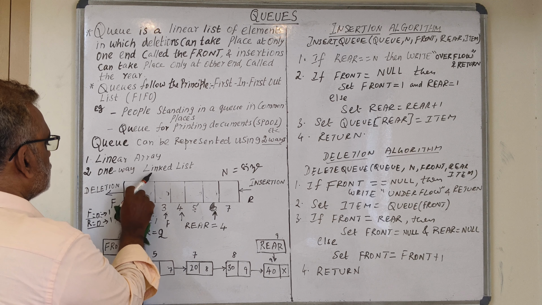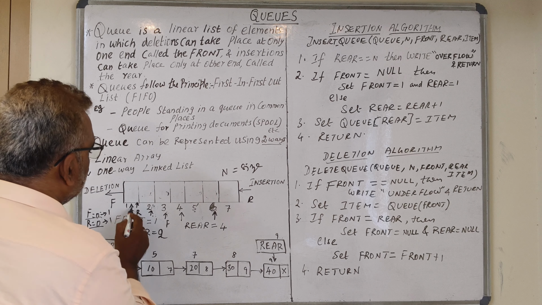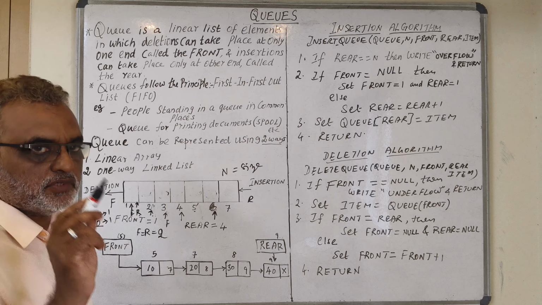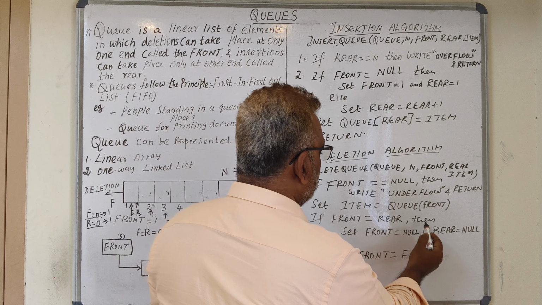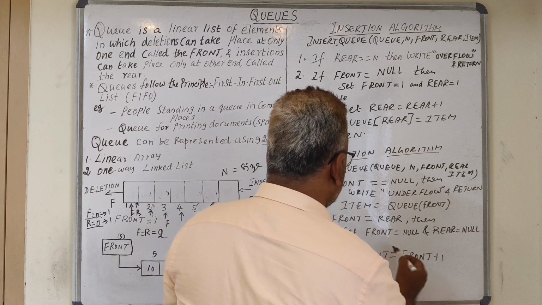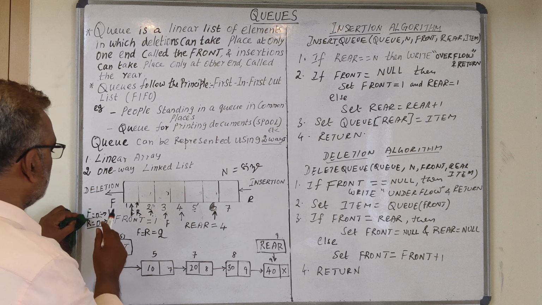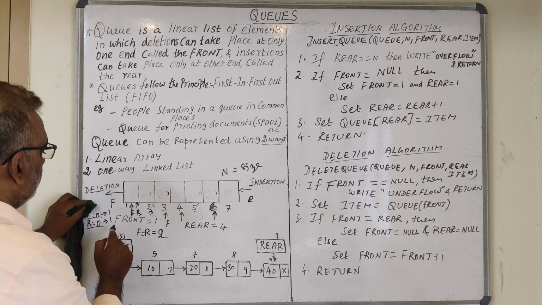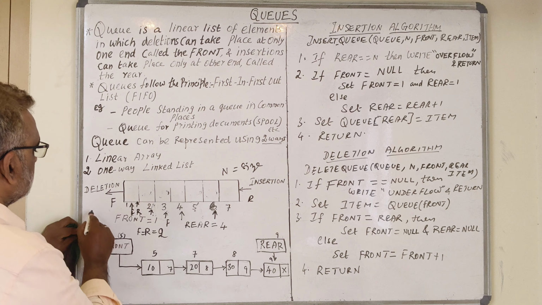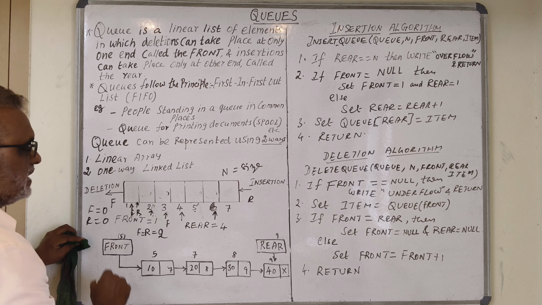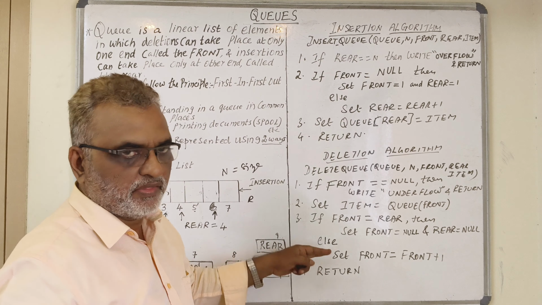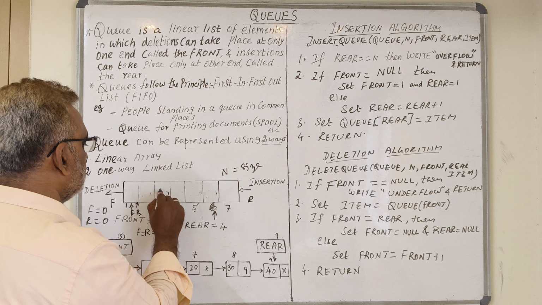After deletion, what will happen? Both f and r become 0. So if front is equal to rear, then front is equal to null and rear is equal to null. After deleting the element, we have to make both pointers, front as 0 and rear also as 0. Otherwise, you have the values here.